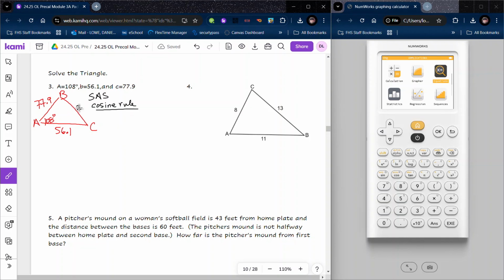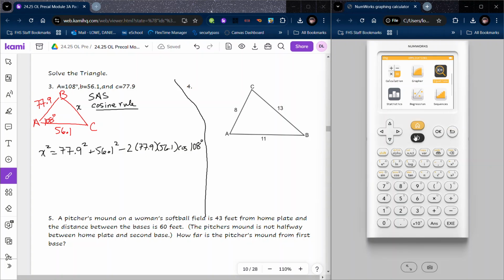Okay, so I'll call this x. I know x squared is going to be 77.9 squared plus 56.1 squared minus 2 times 77.9 times 56.1 times the cosine of 108 degrees. So I want to be careful. I'm in degree mode.